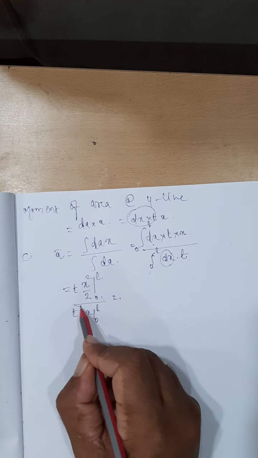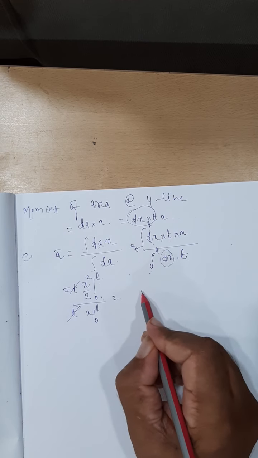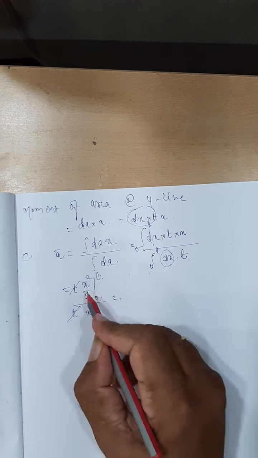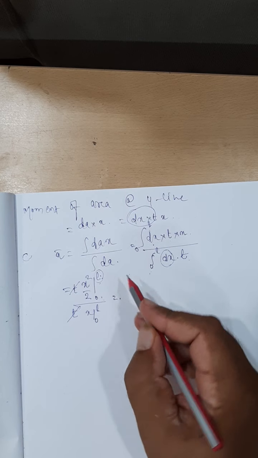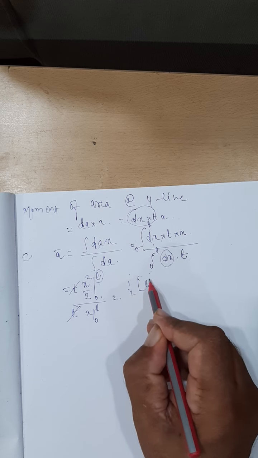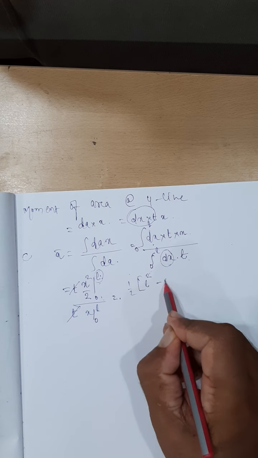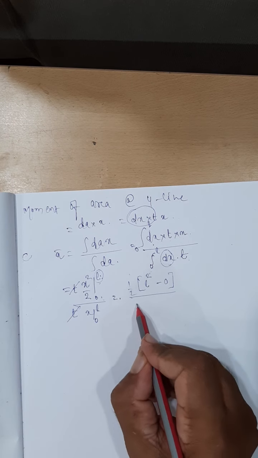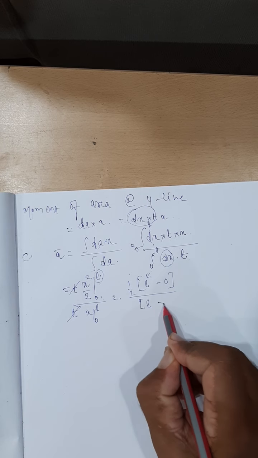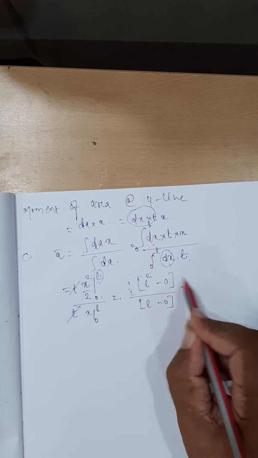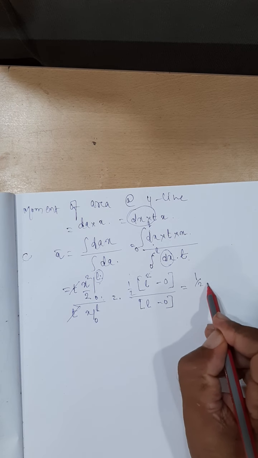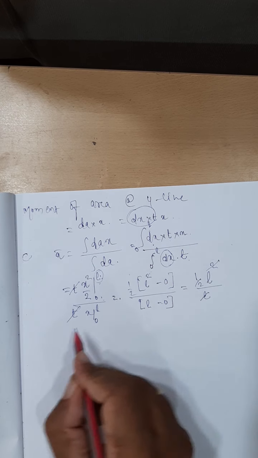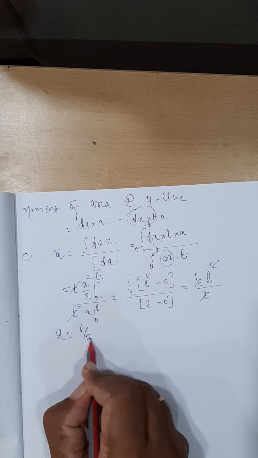Substitute here, t and t will cancel. Therefore, what is left out here? x square divided by 2, with upper limit L square minus lower limit 0, divided by the integral of 0 to L dx, upper limit L and lower limit 0. What is the final answer? Half L square divided by L. L and L will cancel out. Therefore, x bar is given by L divided by 2.